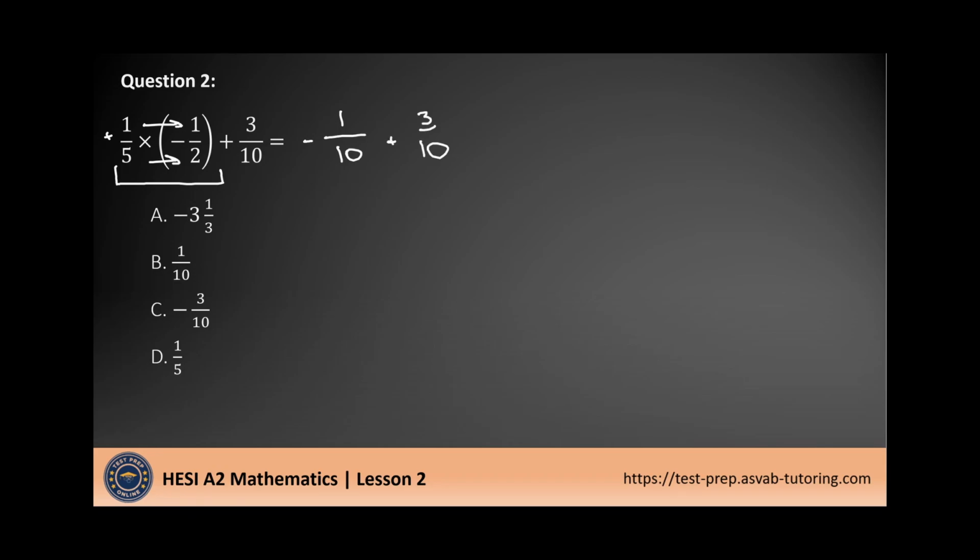So now we have minus 1/10 plus 3/10. Negative 1 plus 3 is going to be 2. Our denominator stays the same. We can reduce this fraction by noting that we can divide the top and the bottom by 2, which gives us 1/5.